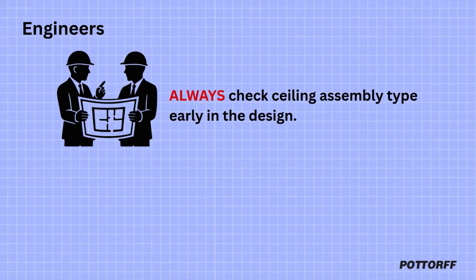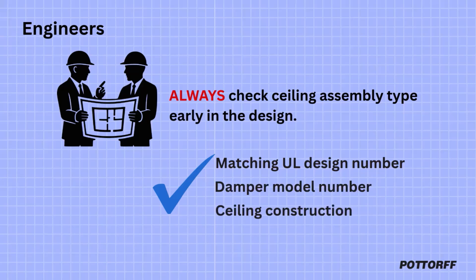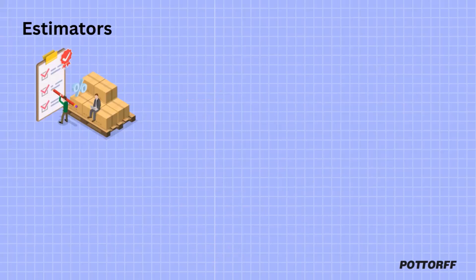Exactly. It's not about picking any CFD. It's about matching the UL design number, the damper model, and the ceiling construction. If any of those don't align, it's a code violation and it won't pass inspection. Okay, our rep in Florida asked us to include a little information for her estimators. So Josh, what should estimators know?